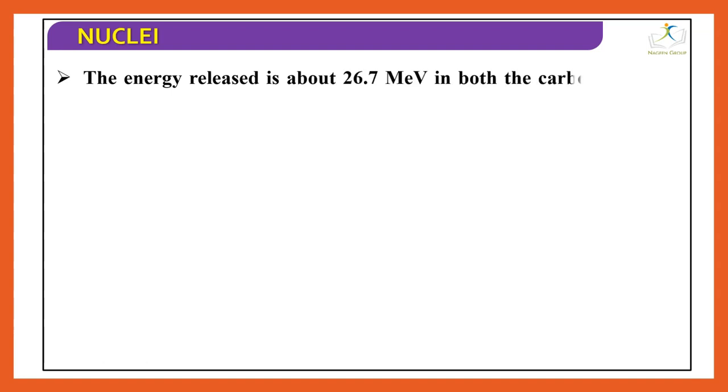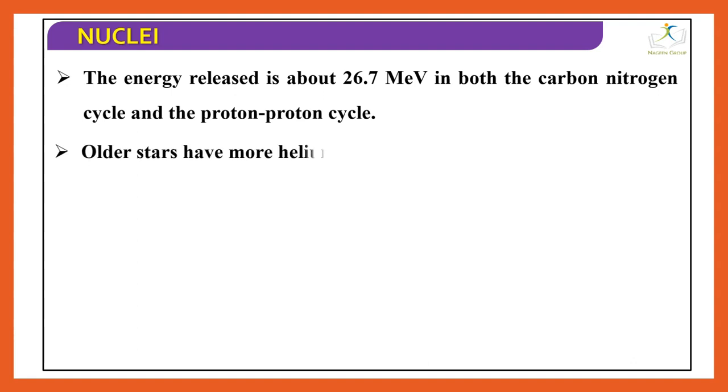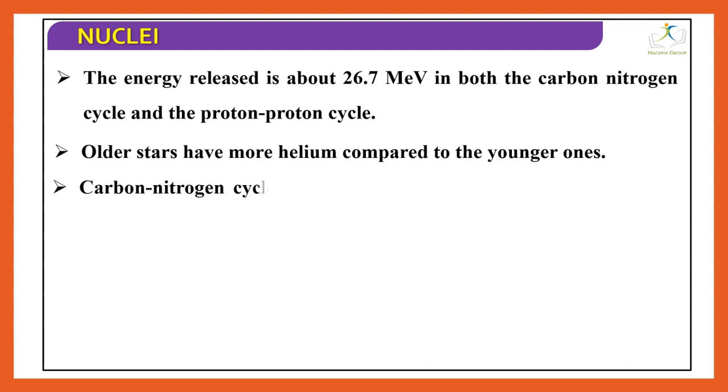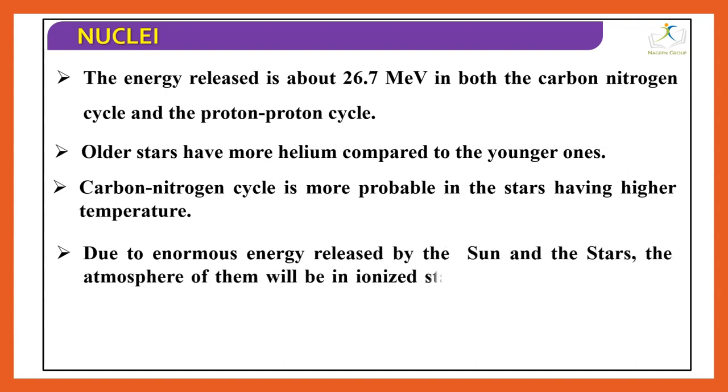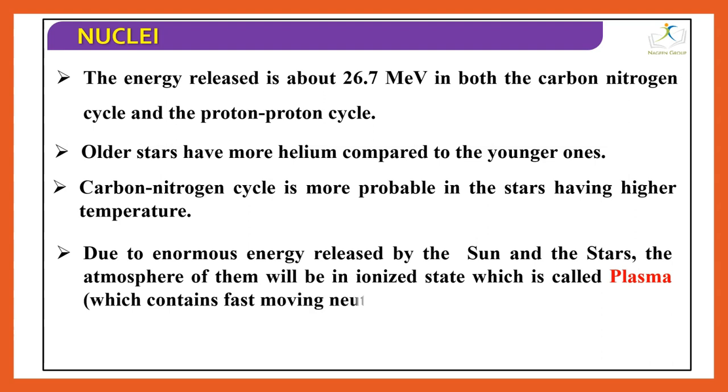So the energy released is about 26.7 mega electron volt in both the carbon-nitrogen cycle and the proton-proton cycle. Older stars have more helium compared to younger ones. The carbon-nitrogen cycle is more probable in stars with higher temperature. Due to the enormous energy released by the sun and stars, their atmosphere will be ionized. That state is called plasma, which contains fast-moving nuclei and electrons.